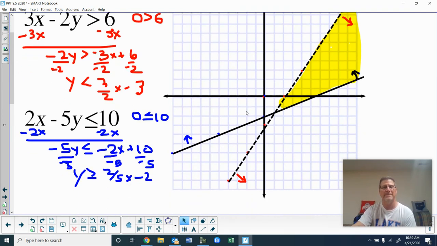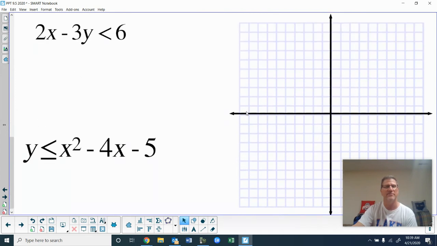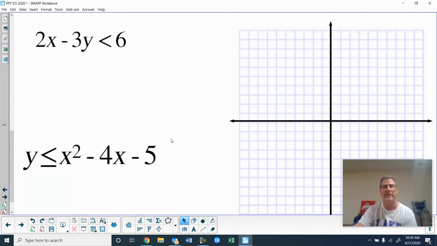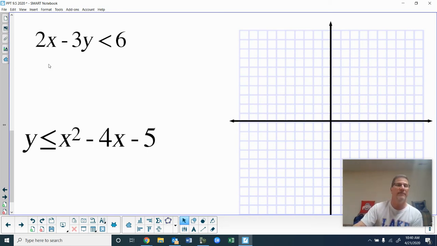Let's do one more. I think you guys got this, but we'll throw in another parabola. Okay, so let's move that up a little bit. And again, we're going to get y by itself to get started. So go back to a normal pen. Just do red here. So subtract 2x.